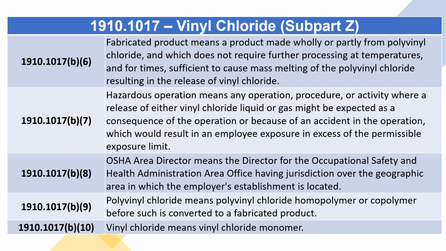1910.1017, B9. Polyvinyl chloride means polyvinyl chloride homopolymer or copolymer before such is converted to a fabricated product. 1910.1017, B10. Vinyl chloride means vinyl chloride monomer.